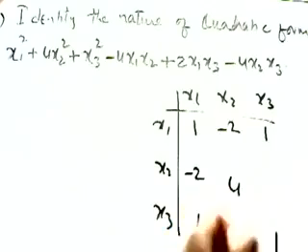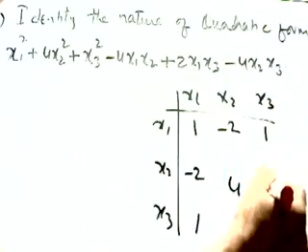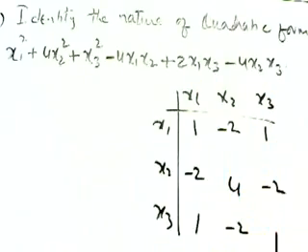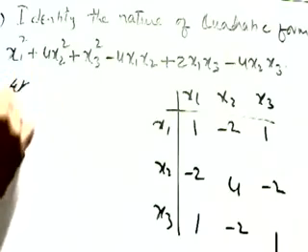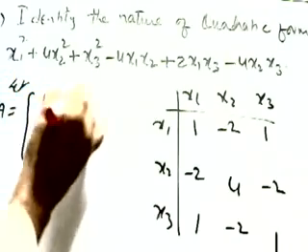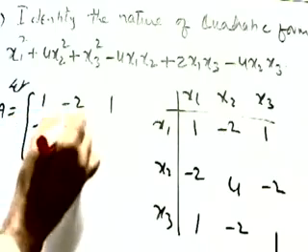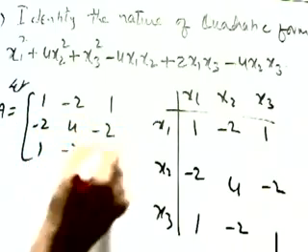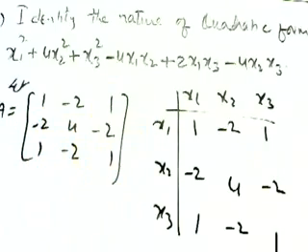Reduce it to half. 2 by 2 will be 1, so this will also be 1. x2, x3, 4. No? Reduce to half: -2, -2. So we get this as A. Let's write this as A. A equals 1 -2 1, -2 4 -2, 1 -2 1.